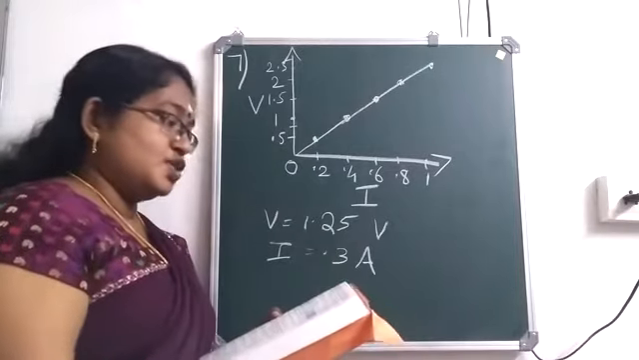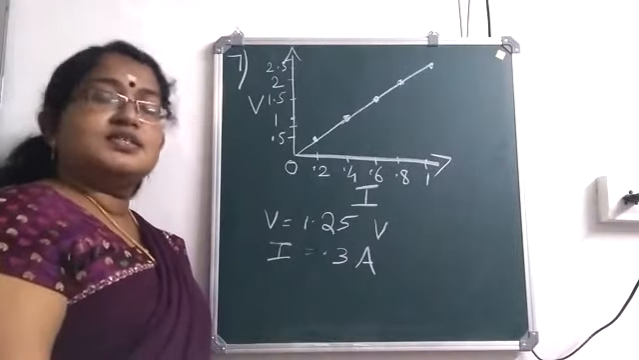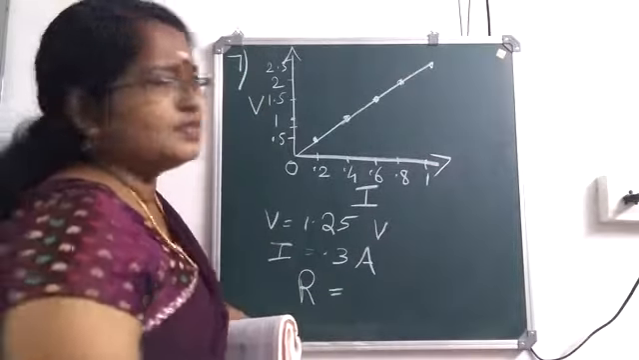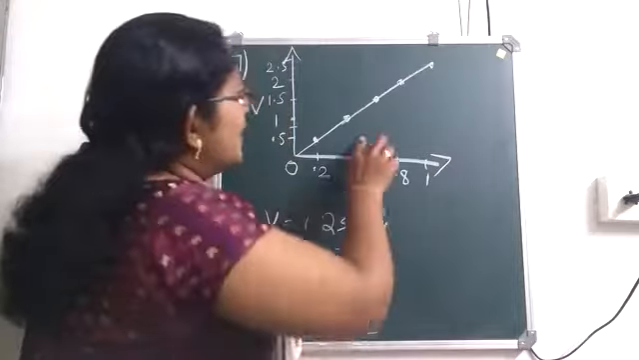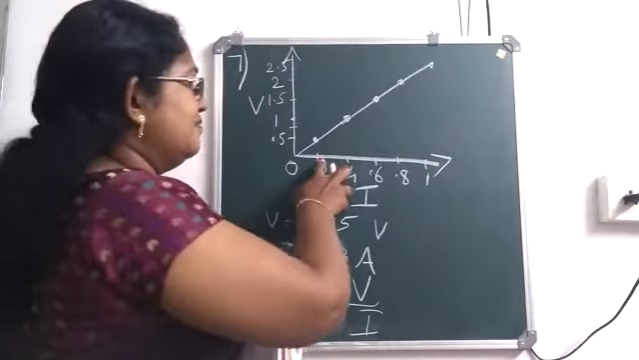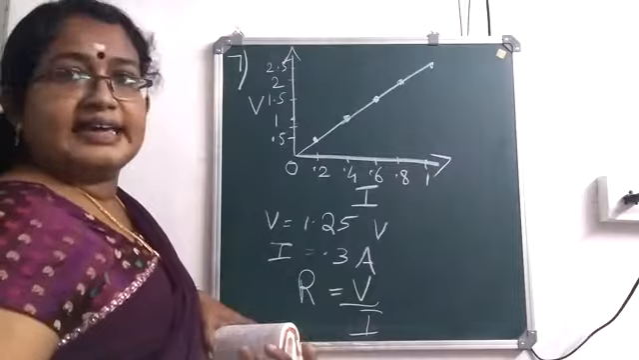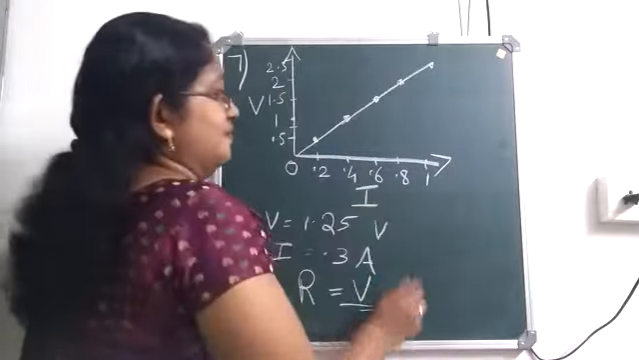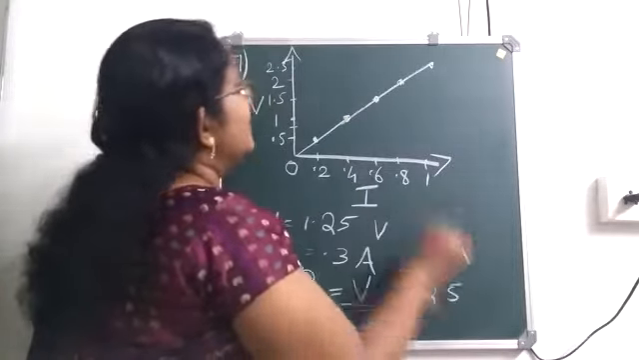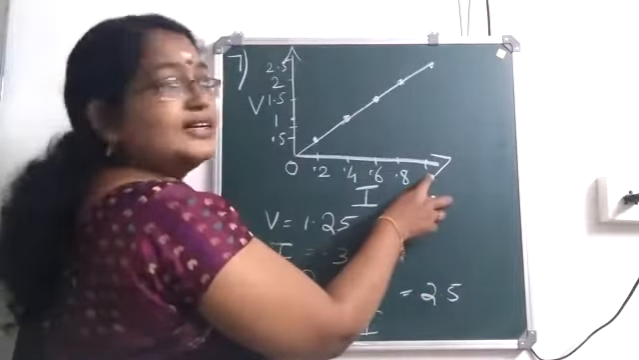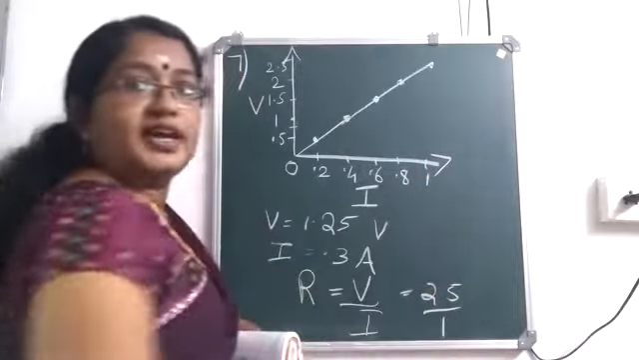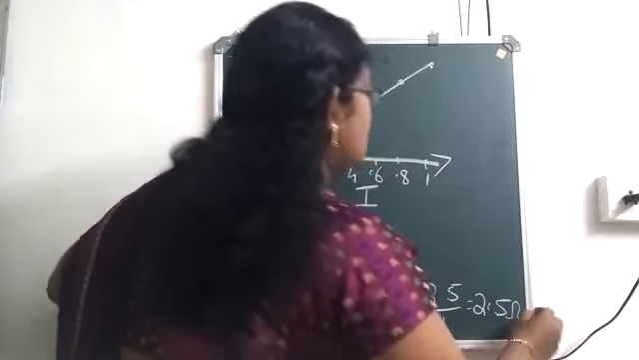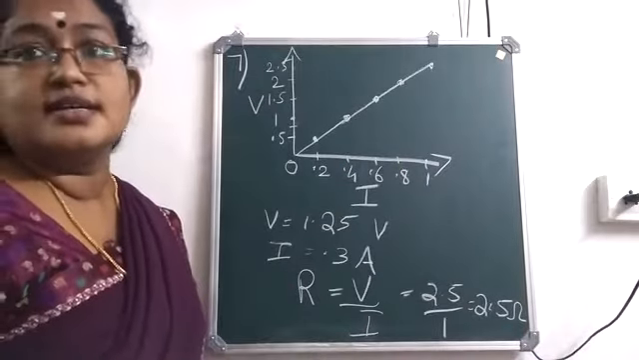Now we are also asked to calculate the resistance. What is the equation for calculating resistance? R is equal to V by I. So any one we can take. Any one V and its corresponding I can be taken. So, which is the simplest? We can take the last one, no? V is 2.5. Corresponding to 2.5, what is the current? It is 1. So 2.5 by 1, which is equal to 2.5. What is the unit? Since it is resistance, unit is ohm.